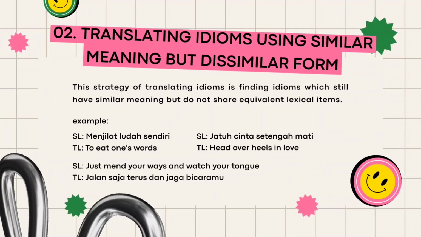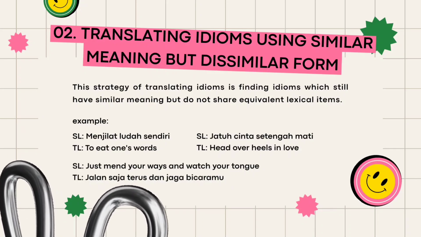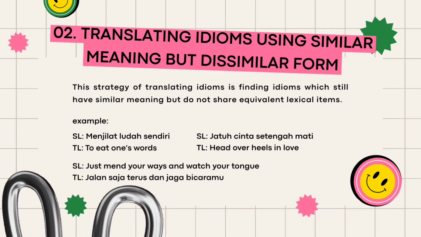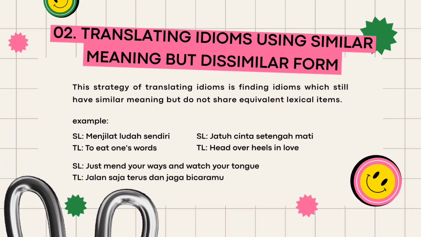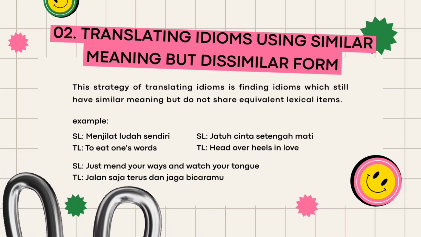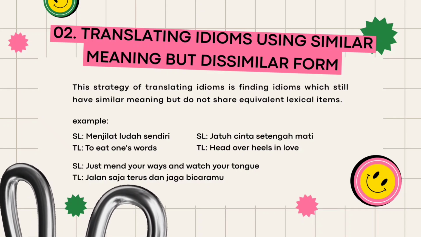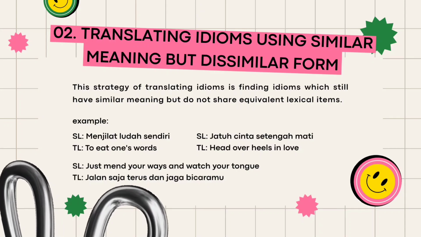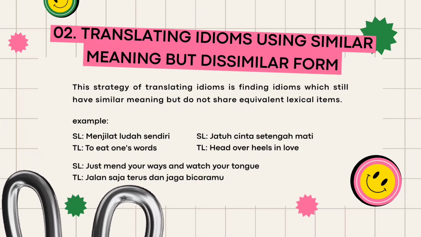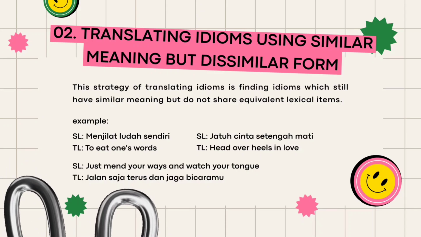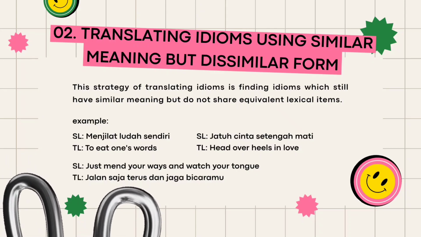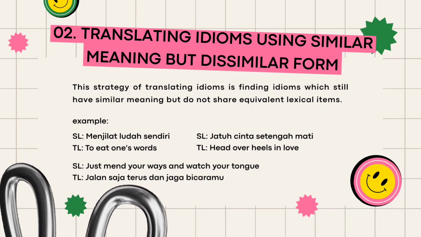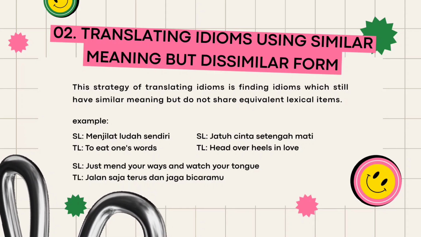The second one is using idioms of similar meaning but dissimilar form. In this strategy of translating idioms, the translator finds idioms which still have similar meaning but do not share equivalent lexical items. For example, "menjilat lidah sendiri" is translated to "eat one's words." Both idioms refer to the act of retracting or contradicting something one has previously said, especially when proven wrong. While they share a similar meaning, they have different key lexical items. One uses the physical image of licking, while the other uses eating.